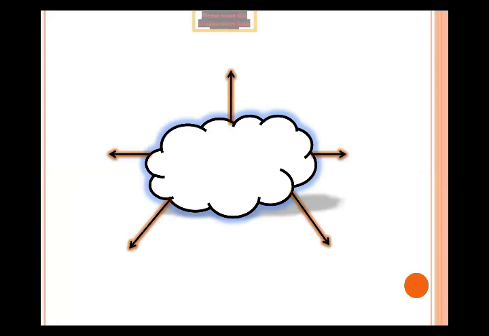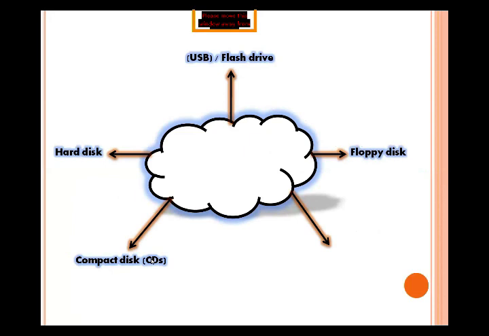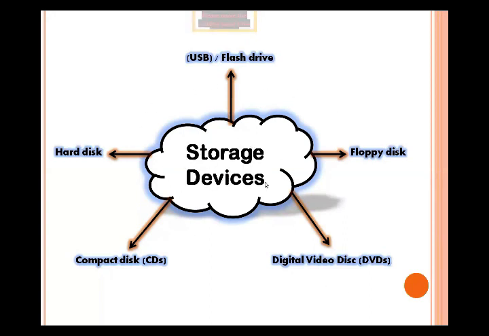What is this? I will share it at the end, but see what this is. USB flash drive. You have heard the name USB, and it is also called a flash drive. Next are the hard disk, floppy disk, compact disc meaning CDs, and digital video disc meaning DVDs. What do we call all of these? These all are storage devices. We store things in them.